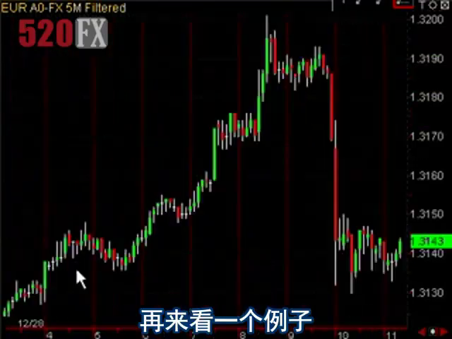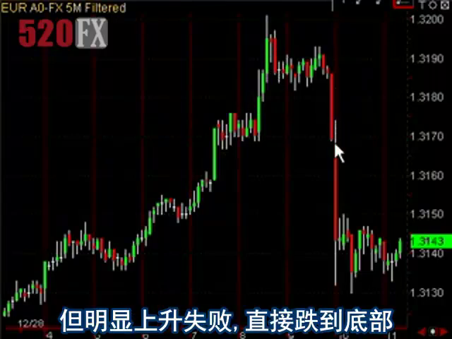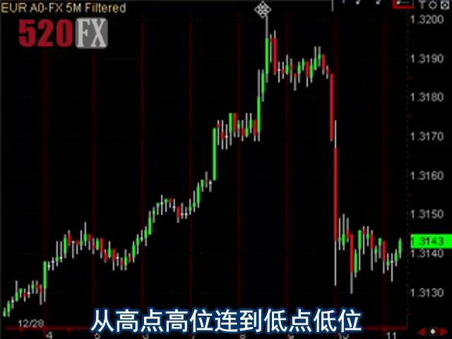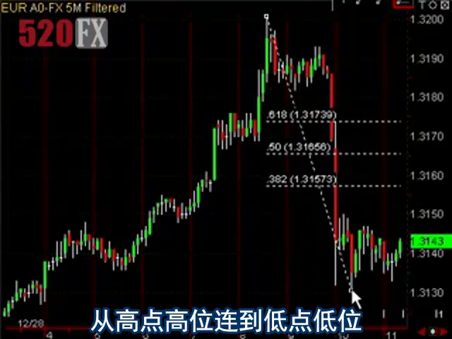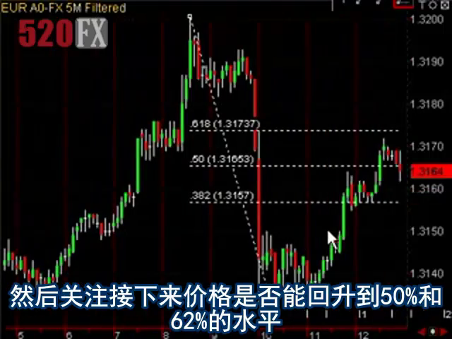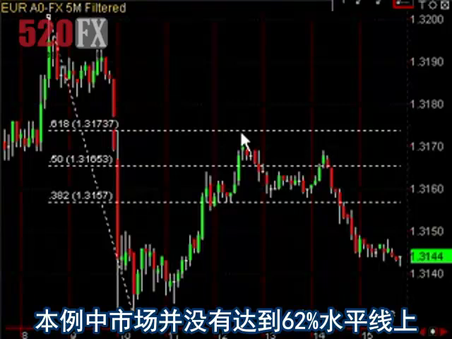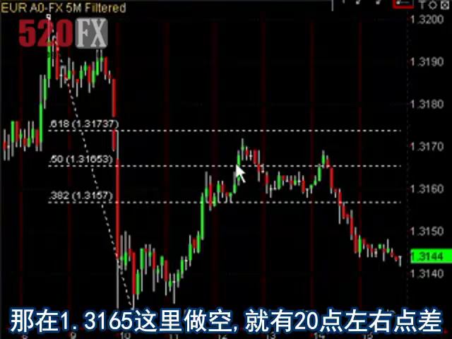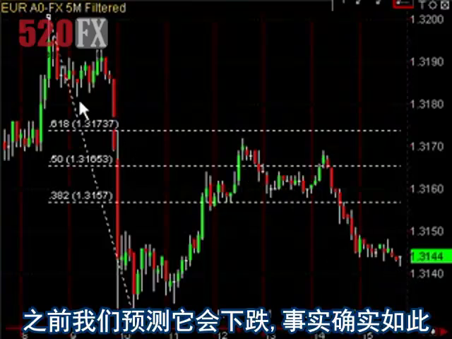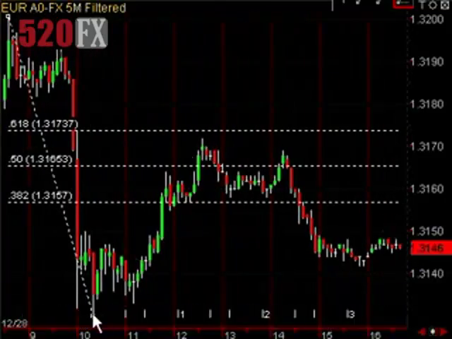Let's look at other examples. Here the market's in a strong uptrend. It obviously is a failure because the market explodes down, right at 10 o'clock, right during news. You want to draw your fibs on here from the highest high to the lowest low. And then as we scroll into the future, we want to get short here at the 50 and the 62% level. And in this case, it didn't actually hit the 62% level. Our short right here at 31.65 fell about 20 pips as we are anticipating the downtrend continuing, which it does. Let's go look at another example.